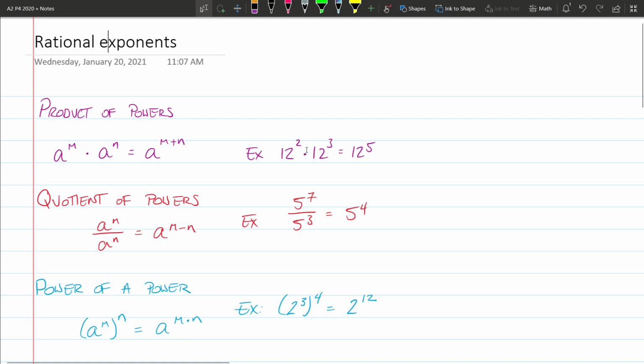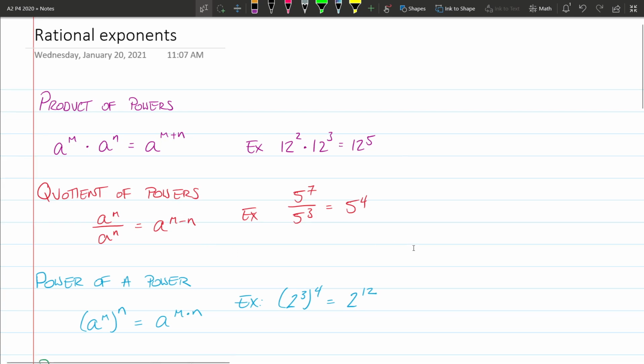Like 12 squared times 12 cubed is the same as 12 to the fifth. The quotient of powers works very similarly. If it's a to the m divided by a to the n, that's the same as a to the m minus n. So if I had, say, 5 to the 7th divided by 5 to the 3rd, 7 minus 3 is 4, so 5 to the 4th power.